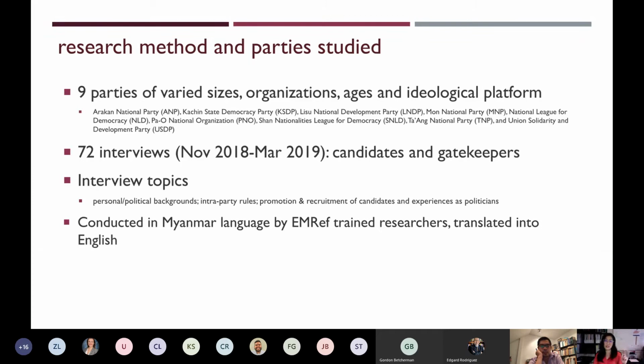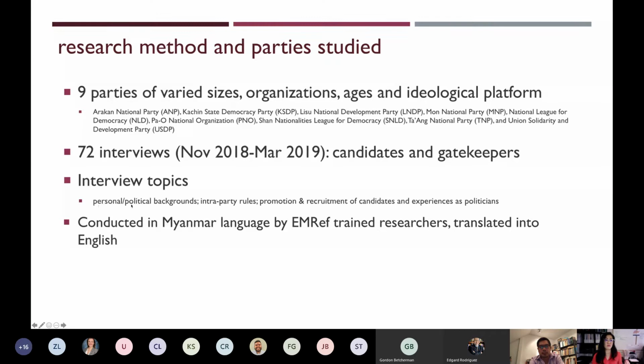We conducted a total of 72 interviews from November 2018 to March 2019. There are 2 groups of interviewees: the candidates, those who have sat and participated in elections, both winners and losers, and also gatekeepers. That is what makes our research so precious, because we managed to interview high-level, top gatekeepers at the party level, people who sit in the CEC, people who are actually in charge of candidate selection.